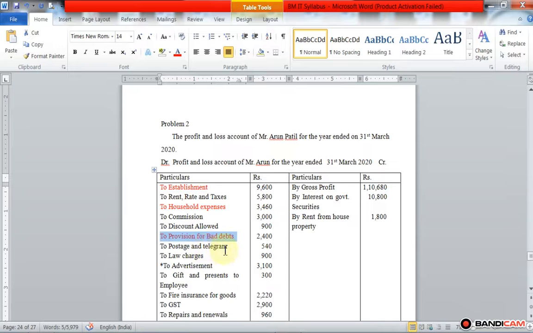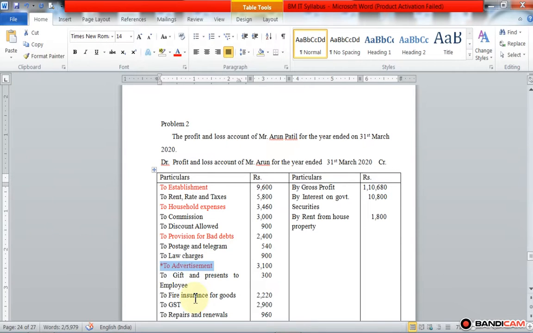Postage and telegram is a business expenditure. Law charges is a business expenditure. Here the advertisement includes 1,100 for a special advertisement for opening a new shop. It is disallowed, so we add the advertisement expenditure to the net profit. Gifts and presents to employees are a business expenditure.